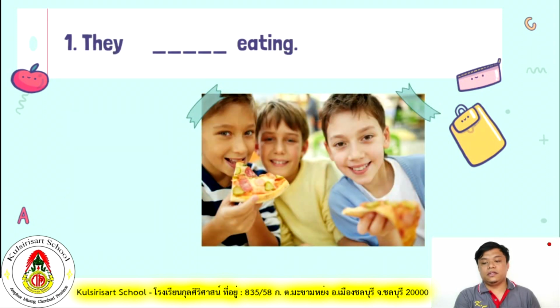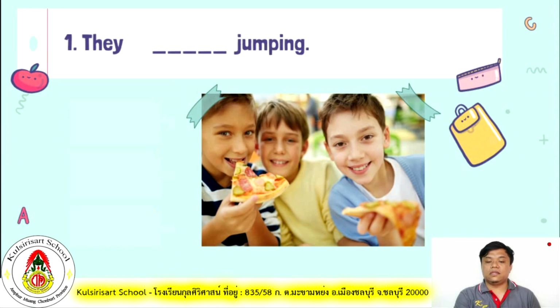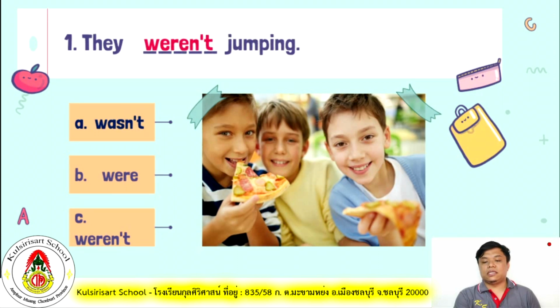Another example here. They blank eating. What are they doing? They, because they are plural. This happened a long time ago with my friends. So we'll say, they were eating. You will not say, they jumping. Are they jumping? No. You will answer, they were not jumping. What are they doing? They were eating. They weren't jumping.